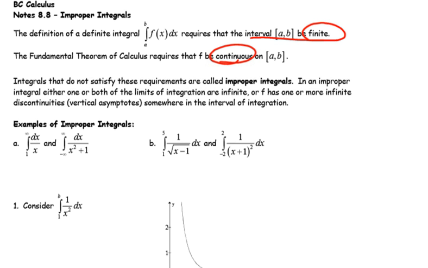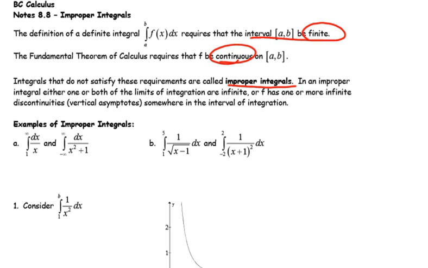However, there are some integrals that we call improper. That is, they are not finite or they are not continuous on the interval. So integrals that do not satisfy these requirements are called improper. In an improper integral, either one or both of the limits of integration are infinite, or f has one or more infinite discontinuities somewhere in the interval of integration.